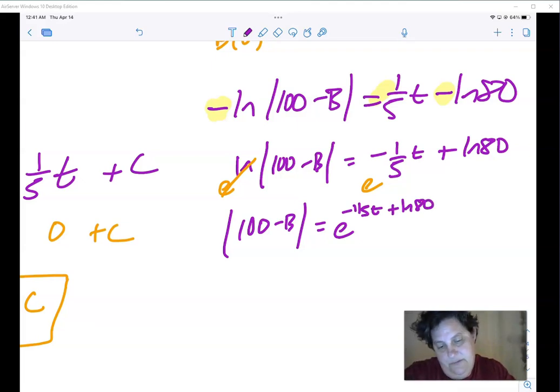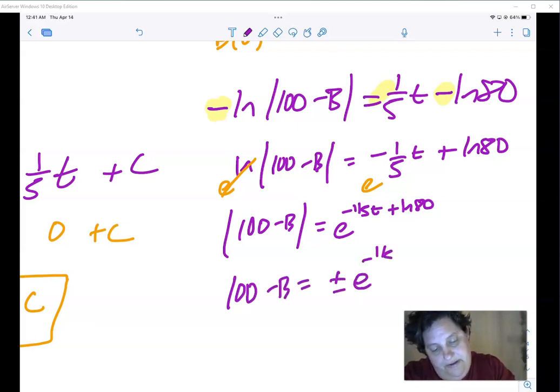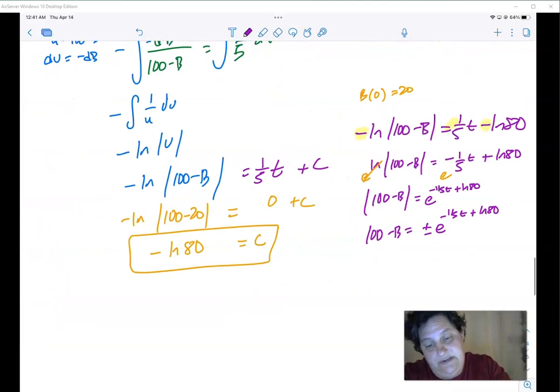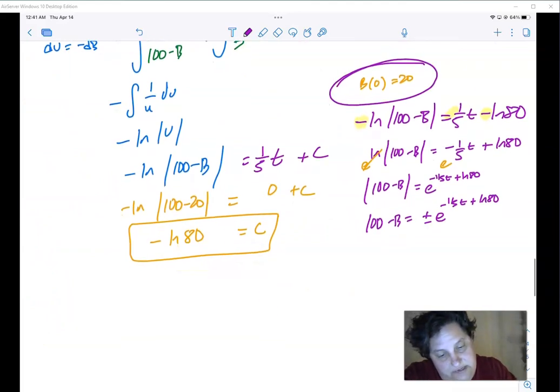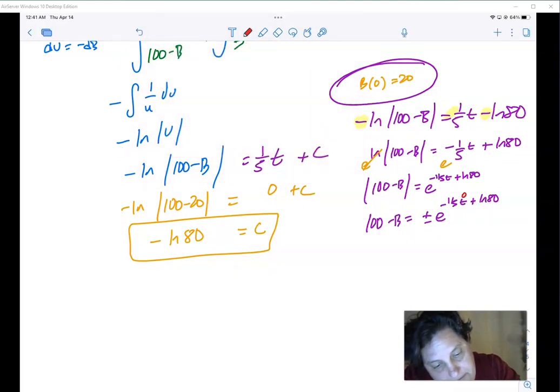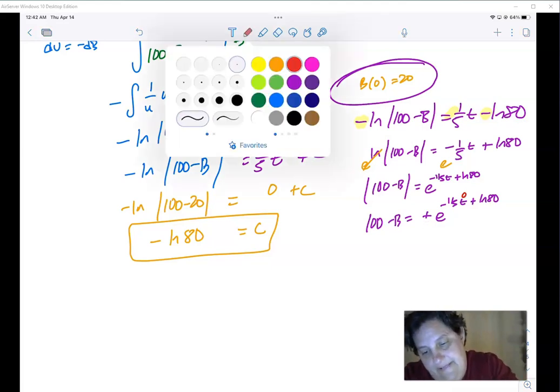All right? To take the absolute values off, it's going to equal either plus or minus. How do I know if it's going to be plus or minus? I have to use this initial condition again to see which one. Now, if I plug in 0, that's going to be e to the ln of 80, which is going to be 80. 100 minus 20 is 80, so I'm using the plus again. I'm thinking most of the time we're going to be using the plus, right? Is that what it seems like?